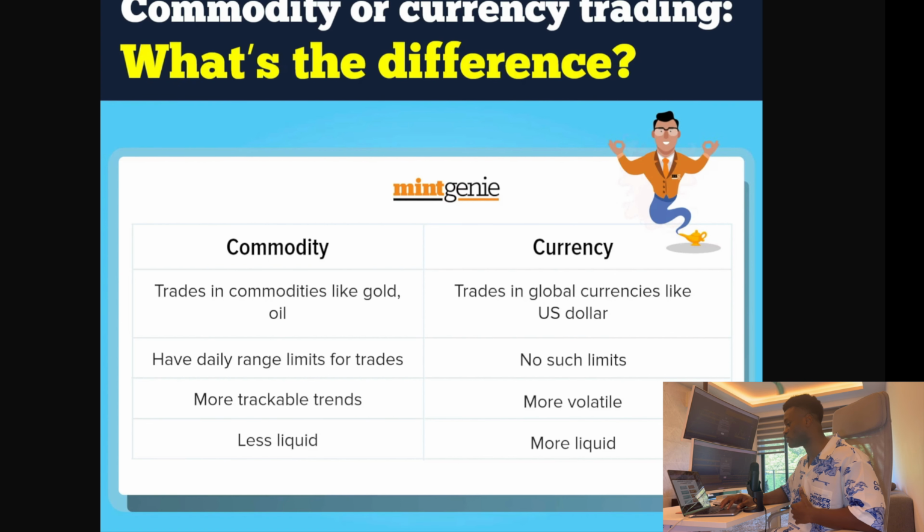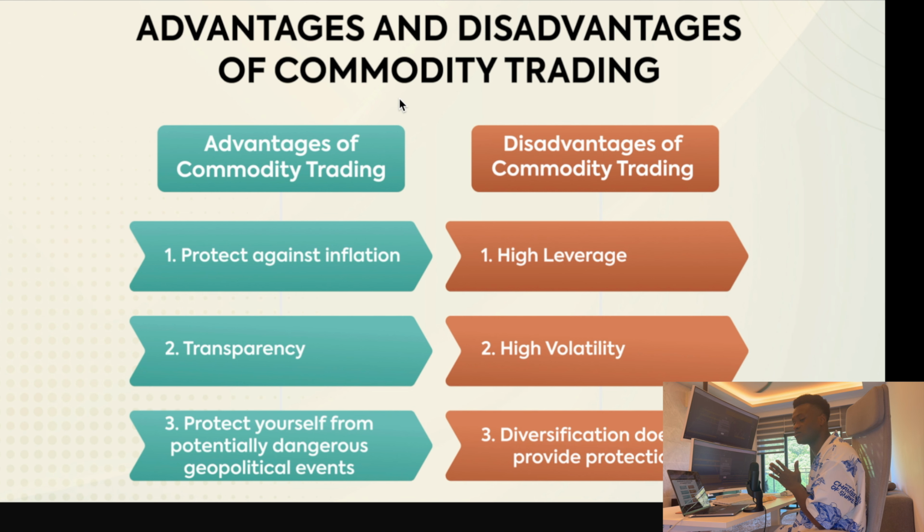Another thing I would like to share with you guys is the advantage of trading commodities. The first thing is that commodity is actually a way to protect us from inflation. What I mean is that when inflation is very high, usually what traders do is bring their currency to buy commodities like gold or silver in order to hedge against inflation. Another thing is transparency, because currency can be manipulated in some sense, can be printed by some government.